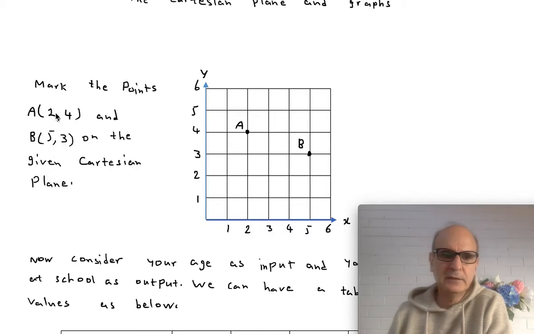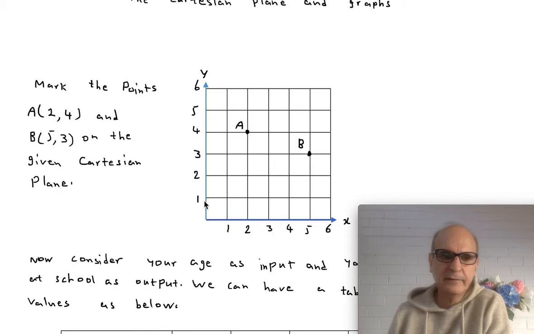The number 2 tells me that I need to go across by 2 after starting from the origin, where the origin is where the two axes meet. This is the x-axis and that is the y-axis. So you always start from here. Then you go across by 2, and you end up at this point.